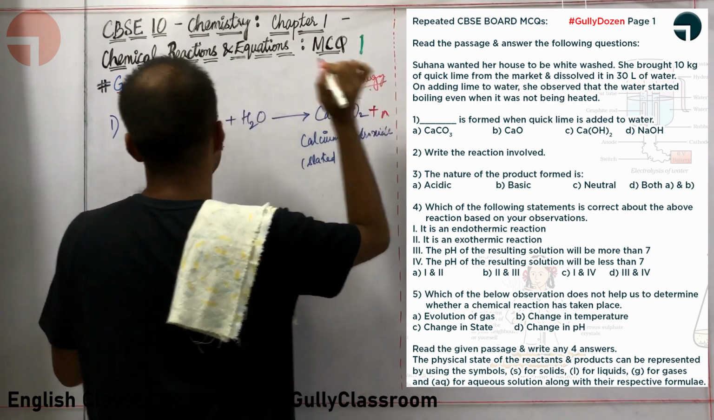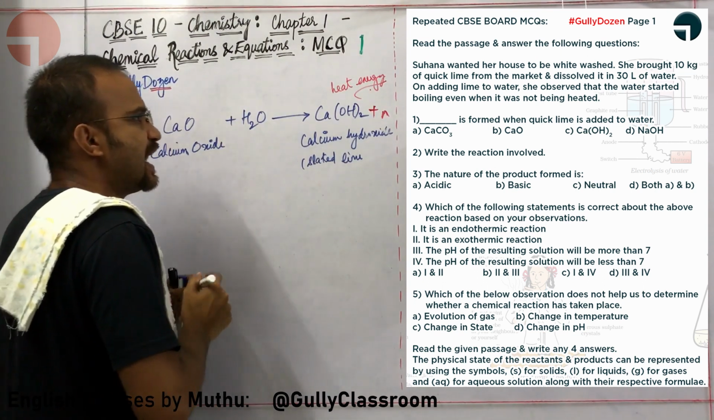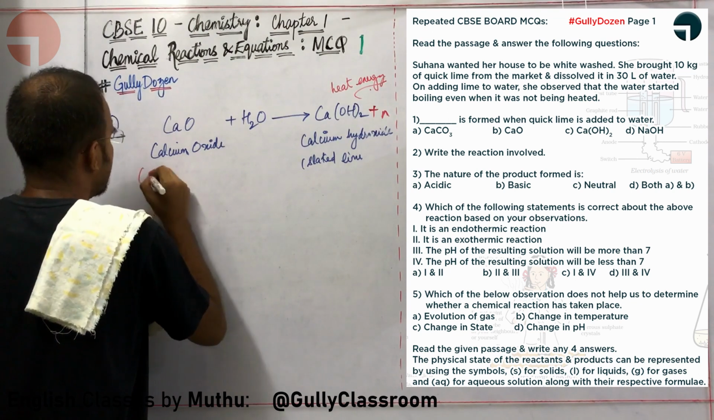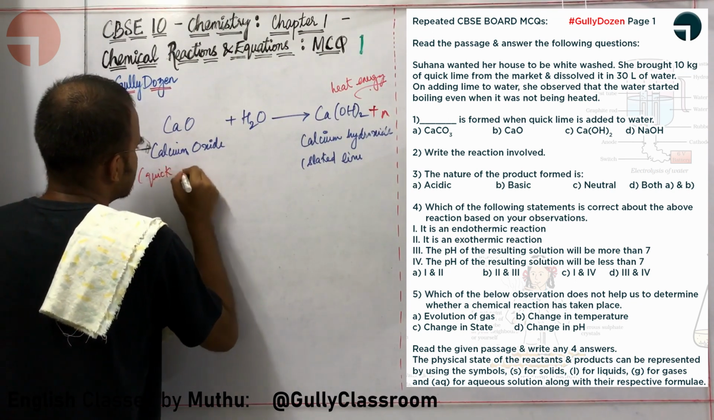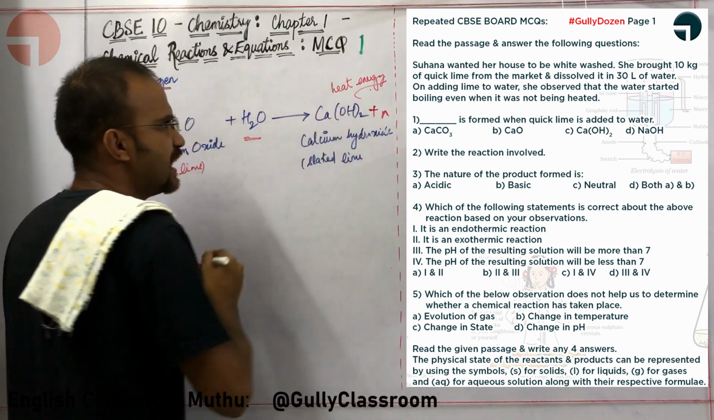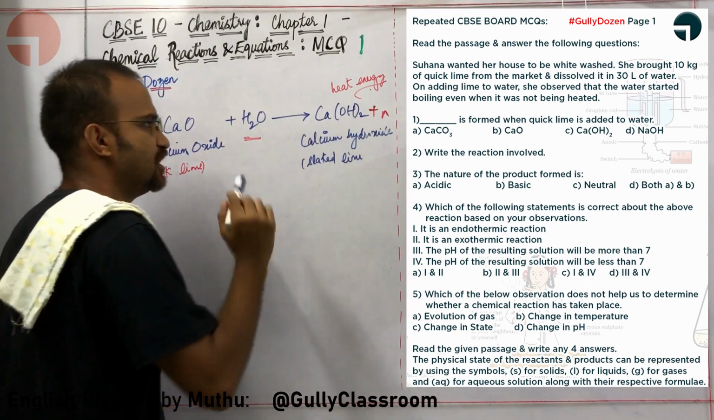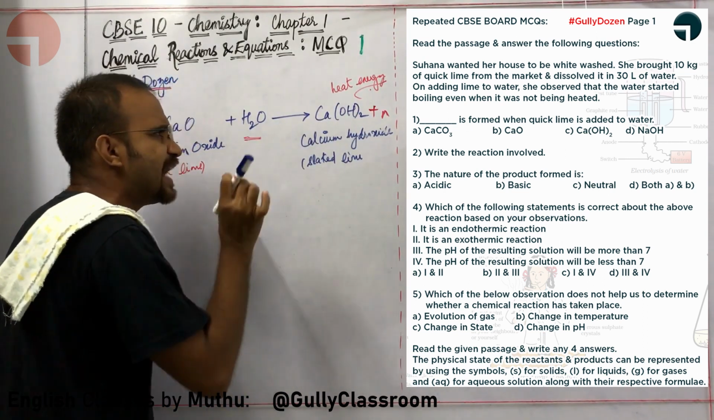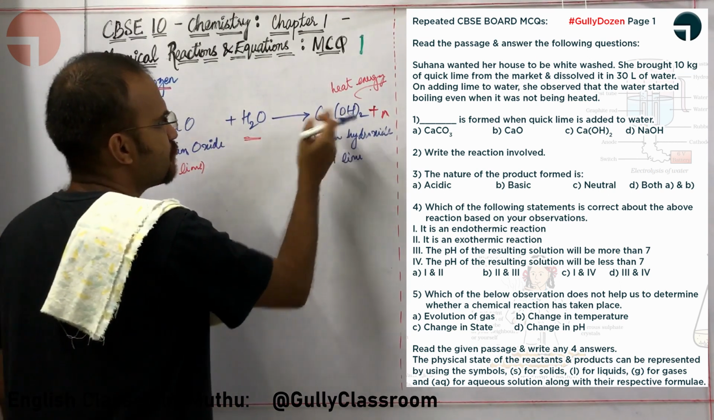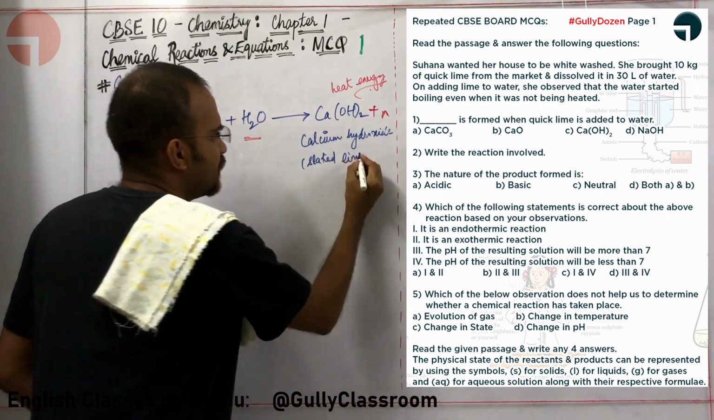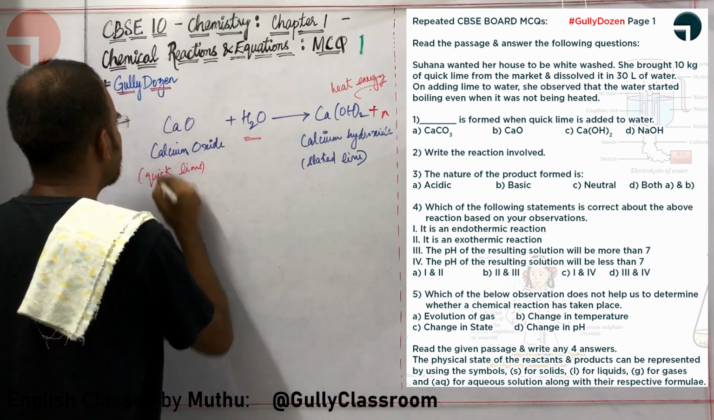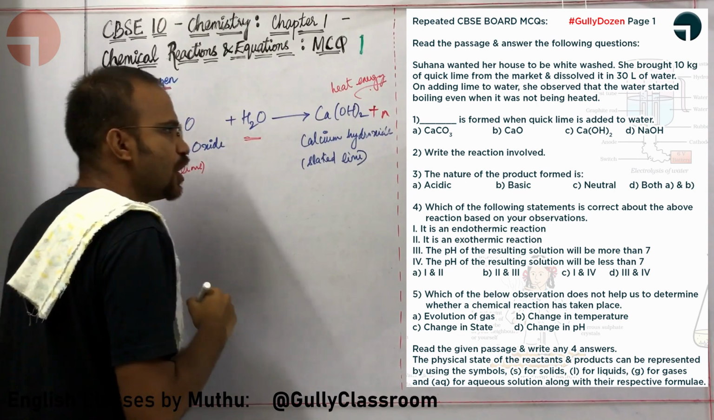Okay, sir. So this is the reaction that is happening when Suhana is mixing calcium oxide, or quicklime, with water. You are getting Ca(OH)2 and there is a release of heat energy. Let us go for the first question. Dash is formed when quicklime is added to water. Calcium hydroxide, slaked lime, is formed. Okay, so the first answer is option C.